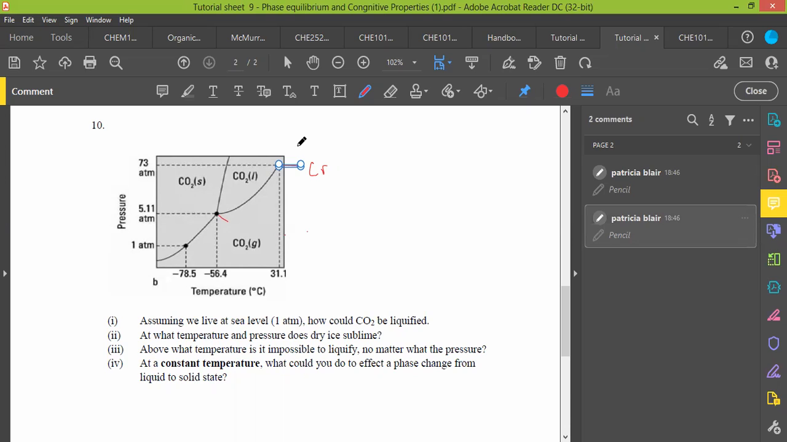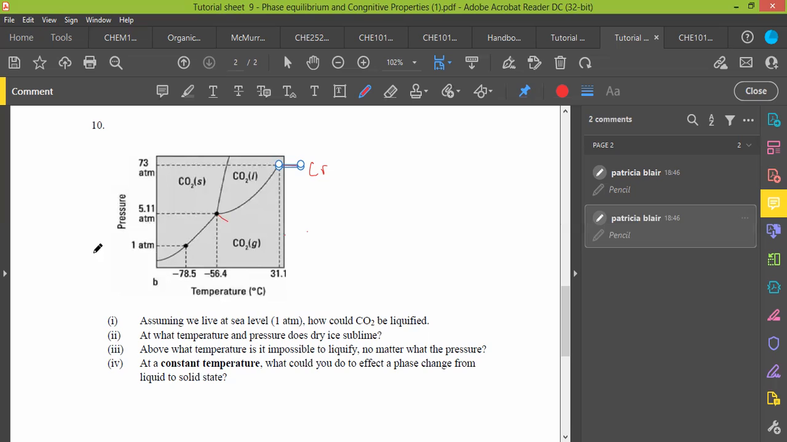So once your gas goes beyond the critical point, you can't compress it. At the triple point, your molecule exists in all three phases: solid, liquid, and gas. And then you have, of course, this particular 1 atm line and temperature, which shows the normal boiling point.